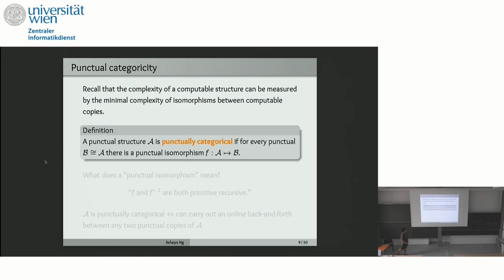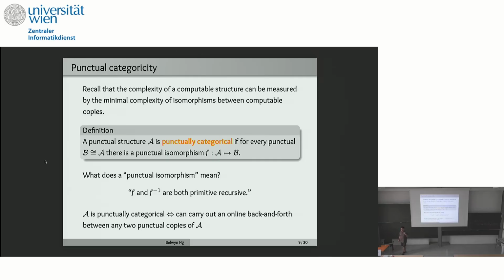And here, there is the obvious definition. We call a punctual structure punctually categorical if whenever I give you two punctual copies of the structure, there is a primitive recursive or punctual isomorphism. Now we need to be a little bit careful about what a primitive recursive isomorphism means here, for the obvious reason that the inverse of a primitive recursive bijection is not necessarily primitive recursive. So it's best to state it in this way.